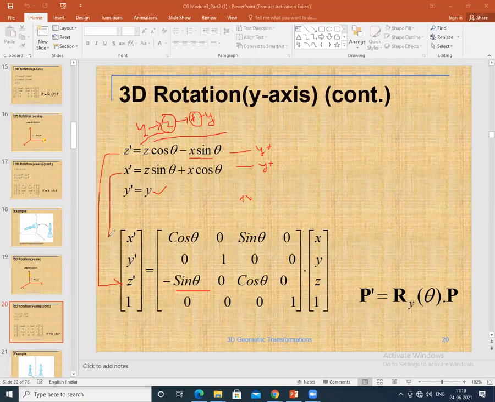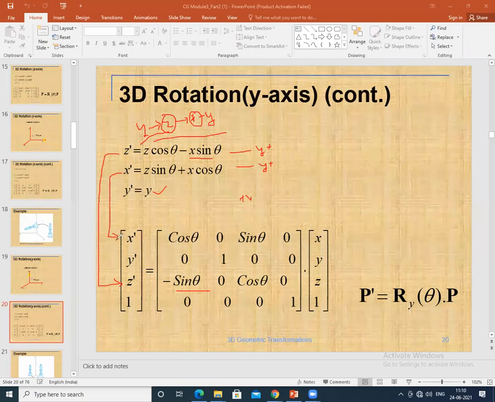You are able to fetch this matrix from the equation. Similarly, coming to the x bar, again no y component. So x component is cos theta, z component is sin theta. Fine. Now coming to the y bar, y bar equals y, only this component is 1, the rest is 0, and homogeneous it is 0 0 0 1. So this is the rotation along the y axis.